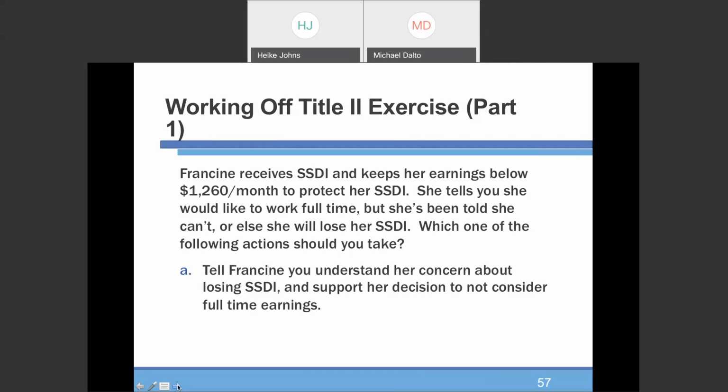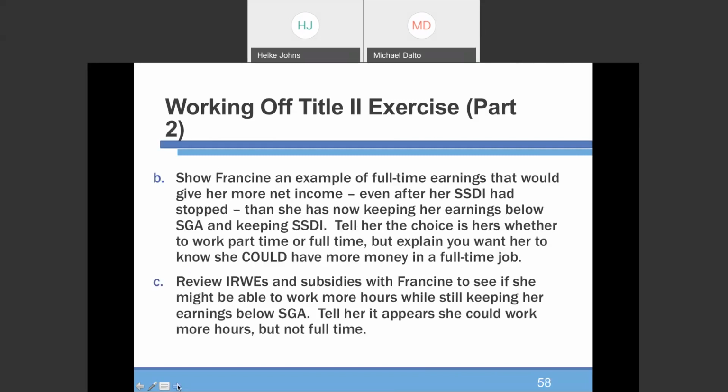A, tell Francine you understand her concern about losing SSDI and support her decision to not consider full-time earnings. B, show Francine an example of full-time earnings that would give her more net income even after her SSDI had stopped than she has now, keeping her earnings below SGA and keeping SSDI. Tell her the choice is hers, whether to work part-time or full-time, but explain you want her to know she could have more money in a full-time job. C, review IRWES and subsidies with Francine to see if she might be able to work more hours while still keeping her earnings below SGA. Tell her it appears she could work more hours, but not full-time.